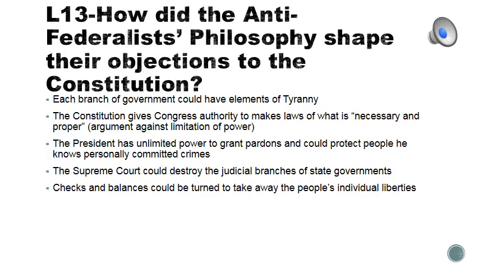So how did the Anti-Federalist philosophy shape their objections to the Constitution? Each branch of the government could have elements of tyranny. This was just the main fear of the Anti-Federalists. This is why they wanted to keep a confederacy and strong state governments. The Constitution is going to give Congress authority to make its laws of what is necessary and proper. And this is going to be an argument against limitation of power because this elastic clause gives Congress the ability to make laws as necessary and proper for the time.